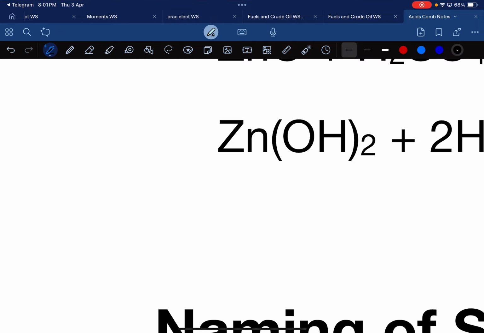Wait, it's 3, right? Oh, no. Calcium is 2 plus. Then chloride is plus, right? Chloride is Cl minus. Wait, so I need 2 plus 2. What charge is chloride? Minus 1. So how many chloride do you need for calcium? You got plus 2 and minus 1. Oh, 2. Good. So, 2.